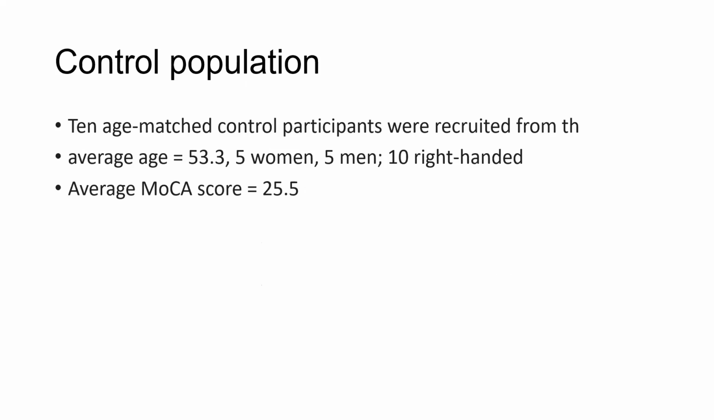Okay, so getting to the experimental apparatus. Oh, no. Well, sorry, I didn't get to the control population, which was, as you can see, 10 age-matched controls, average age of 53, 5 women, 5 men, 10 right-handed. Sorry, I just realized there's a typo.